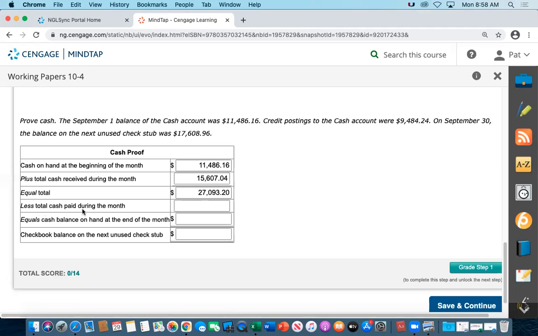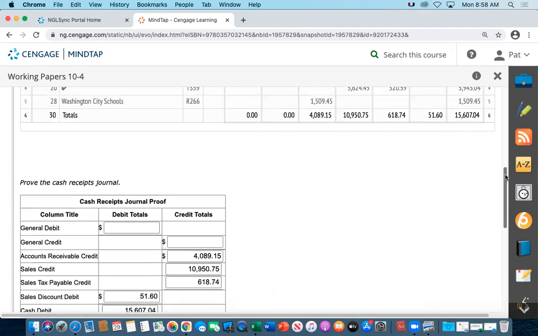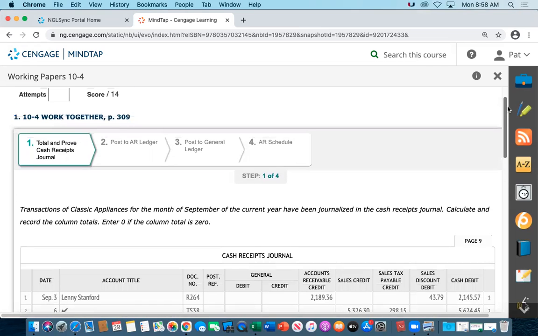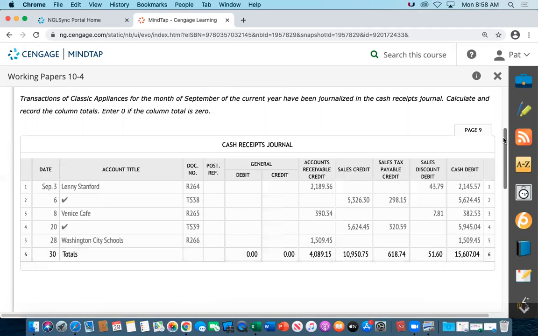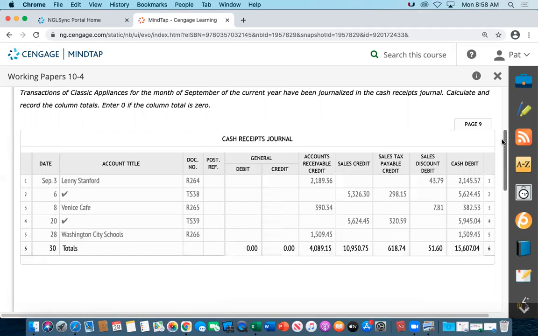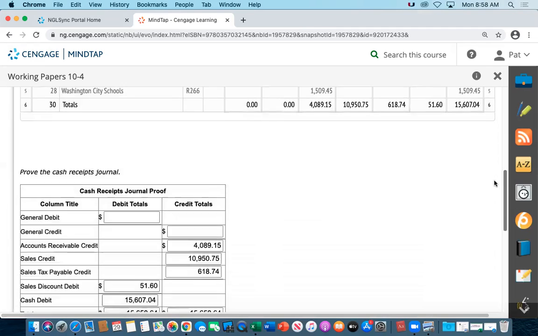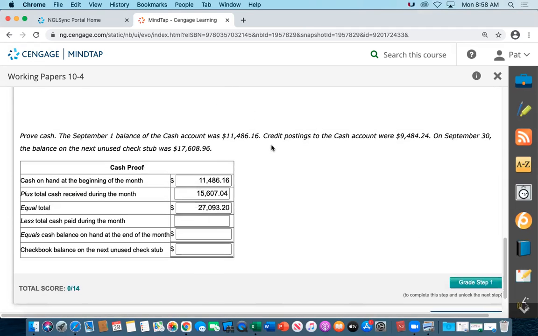Now it says less total cash paid. If we had a cash payments journal, we would scroll up to it and check the cash credit, which is all the money we paid out. But since we don't have that, it tells us in the directions: credit posting to the cash account total $9,484.24. It's told to us right here in our instructions.